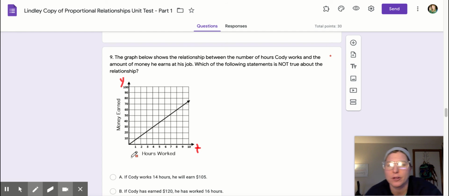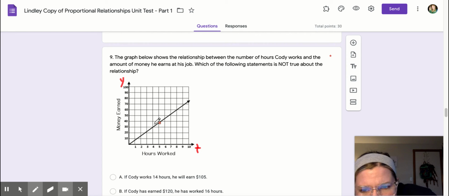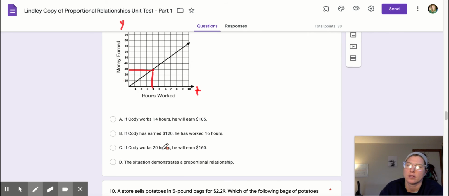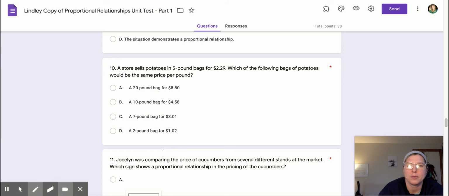In order to figure that out, you're probably going to have to find the unit rate. If you want to find the unit rate, I would use this point right here probably. So Y over X, Y divided by X, you'd have to use those numbers and figure out the unit rate. And that would probably help you.